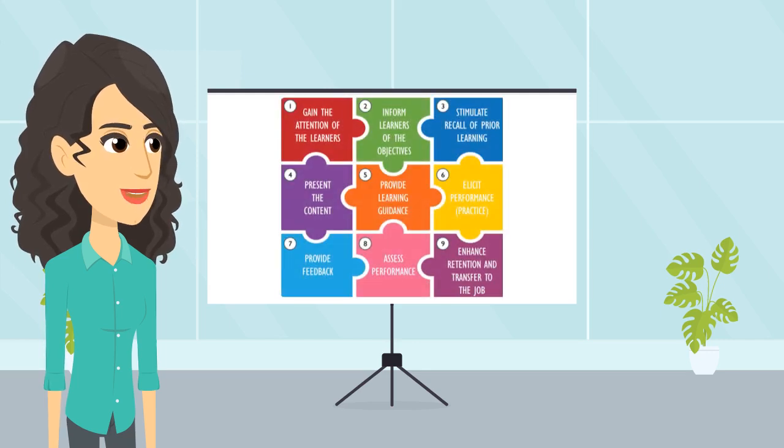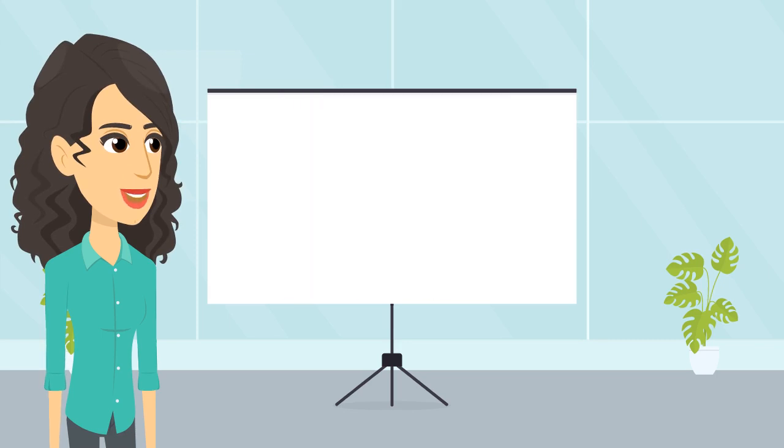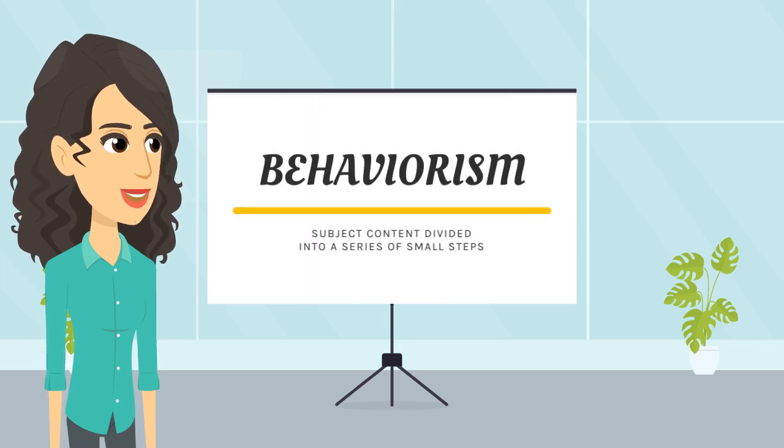Robert Gagne's 9 Events of Instruction is a systematic approach where the focus is on outcomes but also includes behaviorism. The definition of behaviorism based on Morrison, Ross et al. is the learning theory in which subject content is divided into a series of small steps. The learner participates actively, receives feedback on effort, and is guided to success.